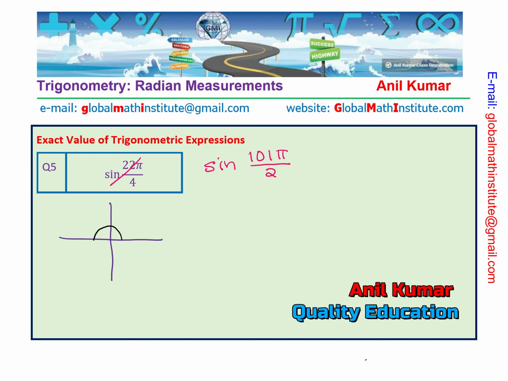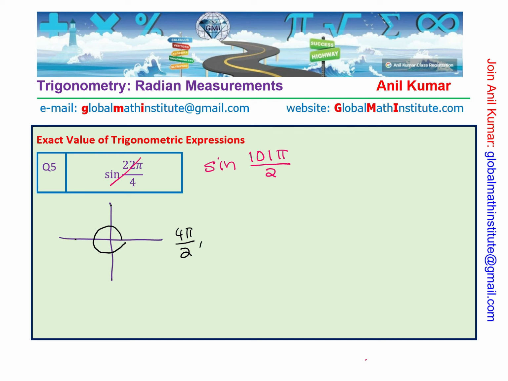So one full circle is how many pi by 2's? 1 pi by 2, 2 pi by 2, 3 pi by 2, 4 pi by 2. Do you see 4 pi by 2, correct? So 100 will also come here, right? Multiple of 4 will be 100 pi by 2. Is that clear? 101 pi by 2 means you are in this position, correct?